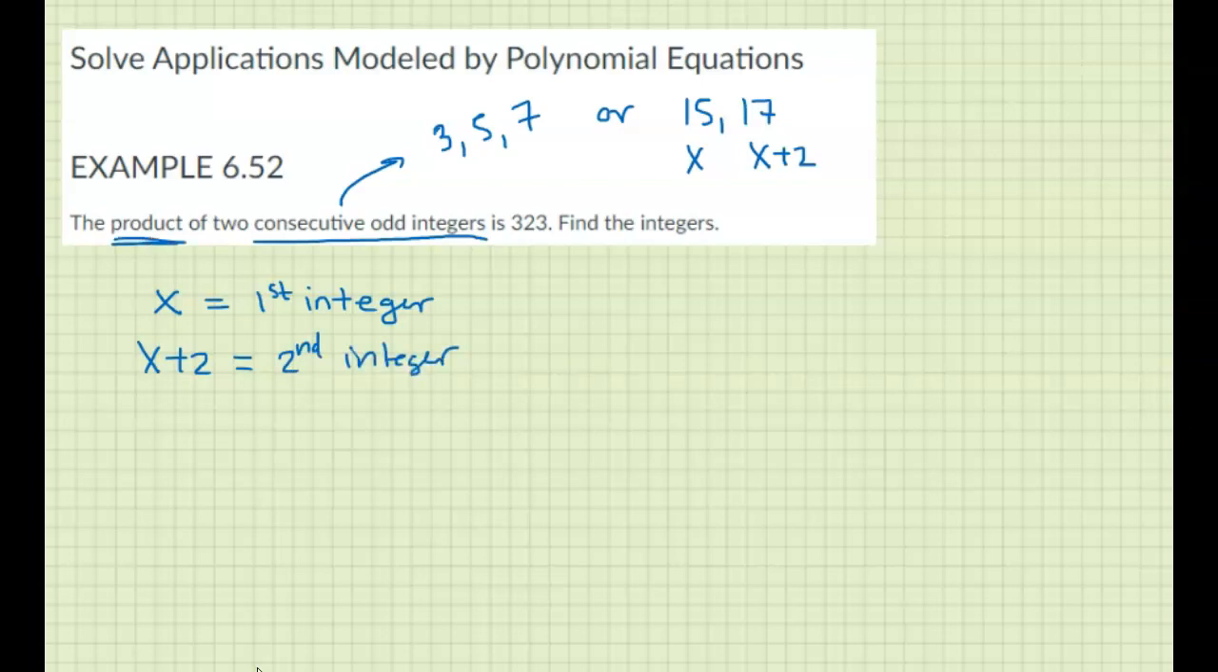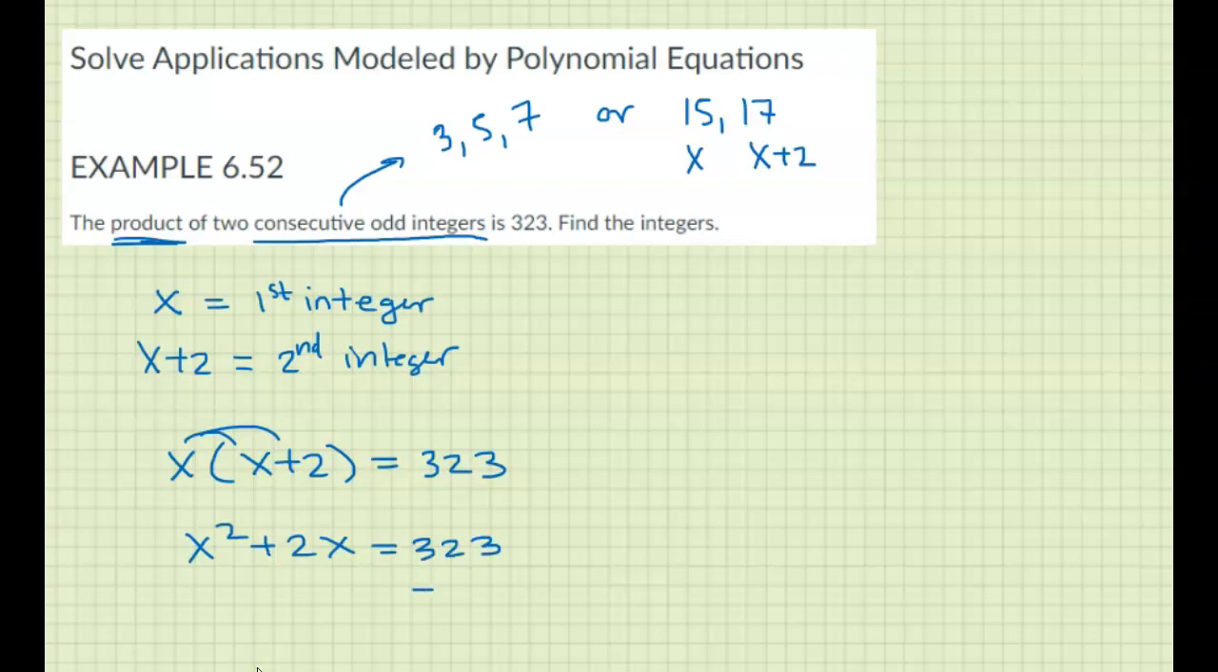Now, the product means multiply. Okay, so it says if you multiply these integers, so if I multiply x and x plus 2, their product is going to be 323. Okay? All right, so I get this equation. Because this is not 0, we got to distribute first. So we have x squared plus 2x equals 323.